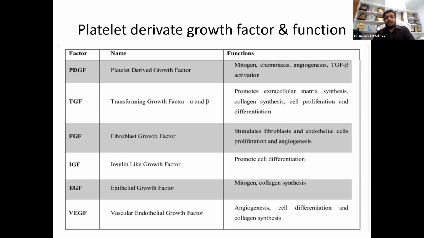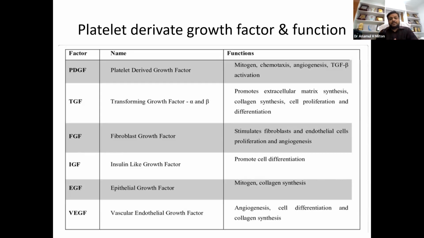Actually, it helps with mitogenesis. That means one cell divides into two, two divide into four, four divide into eight. And then also chemotaxis and angiogenesis. If there is the transforming growth factor, alpha and beta, that helps promote extracellular matrix synthesis, collagen synthesis, and cell proliferation and also differentiation.